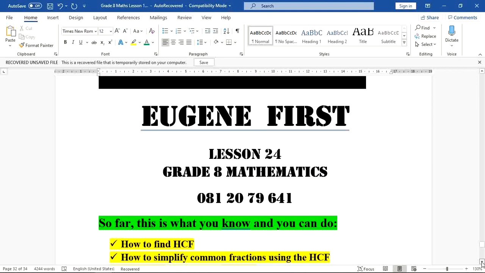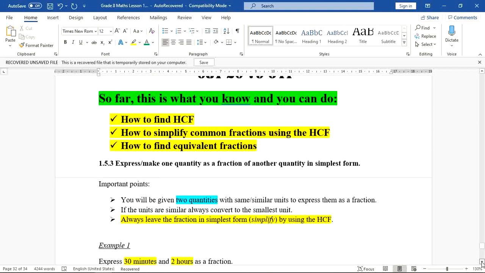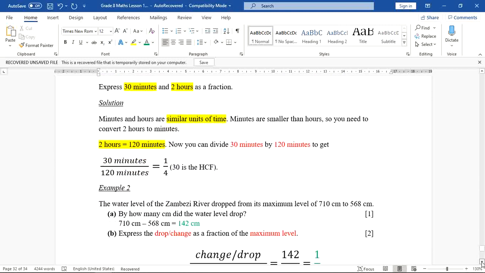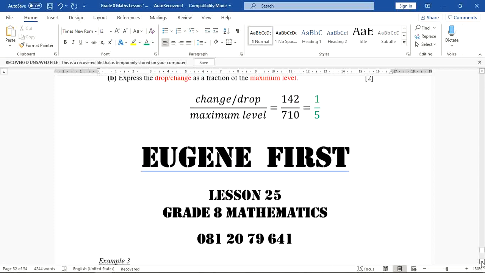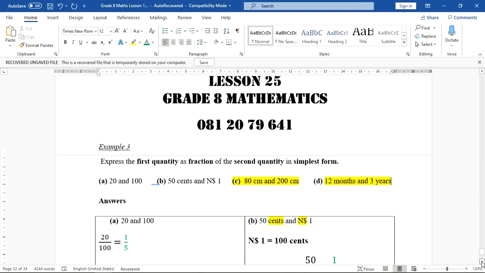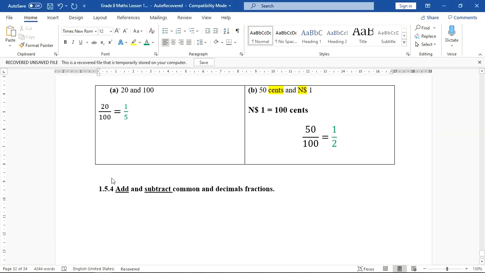Now in our next video, we are going to look at something that you probably have enjoyed in primary school. We are going to look at how to add and subtract common fractions and decimal fractions. That is for our next lesson.